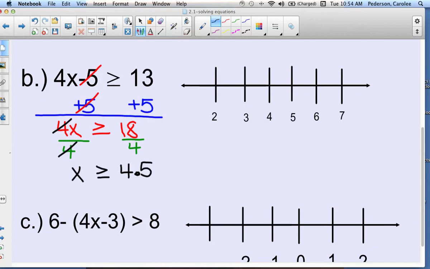This is saying x is greater than or equal to 4.5. So we're going to go halfway between 4 and 5. Put a closed circle, or you could do the bracket. And it's saying x is greater than or equal to, so we're going to make our line going off to the right. It's getting greater.